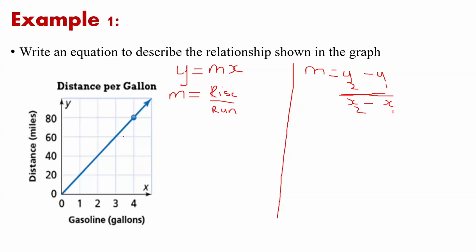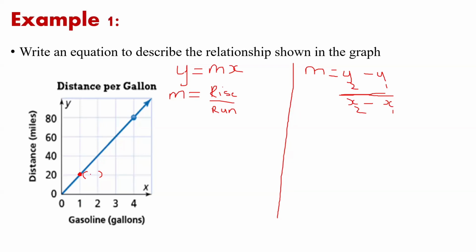To use rise over run, we need at least 2 points on the graph. Already they give you 1 point, so all we need is 1 more point. I'm going to use this point, and a point is just basically a location on the graph. Let me write the coordinates for this point. Coordinates just mean my x and my y values.